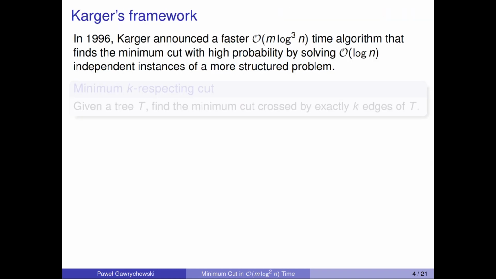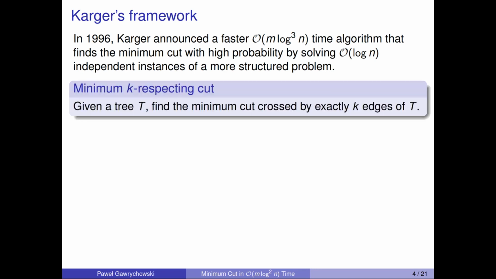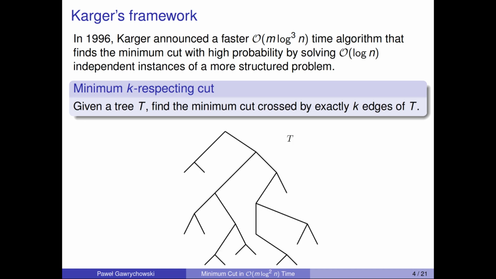So is there something faster for the case of sparse graphs? In '96, Karger gave a different algorithm that works in m times log to the power of 3 n time, and again with high probability, finds the minimum cut in the graph. His idea was to reduce the problem to log n independent instances of a more structured question. In this more structured question, you are given some kind of a hint about the minimum cut, and this hint is simply a tree T. You are promised that exactly k edges of T cross the cut.